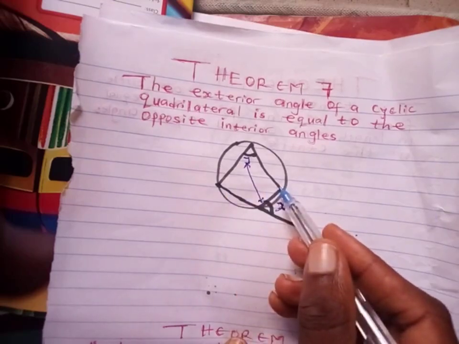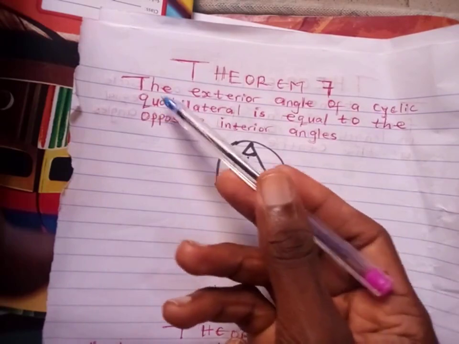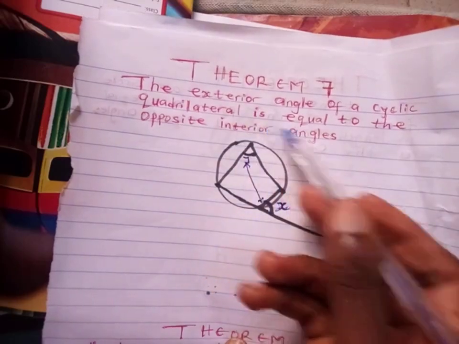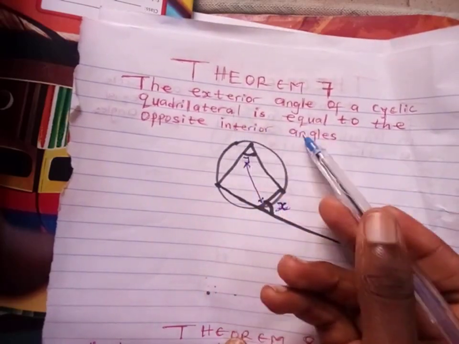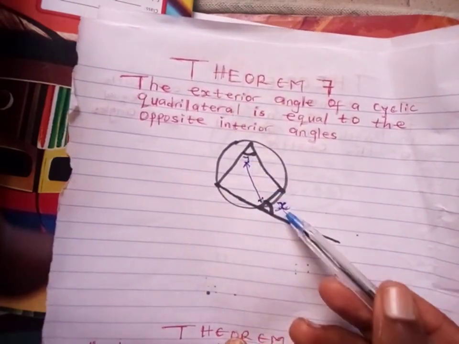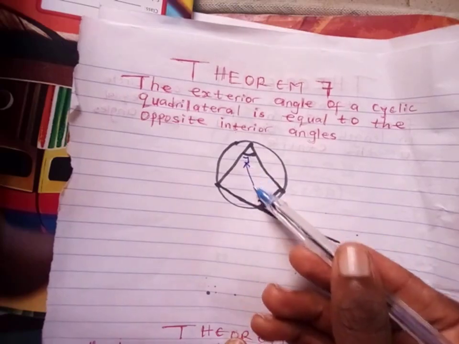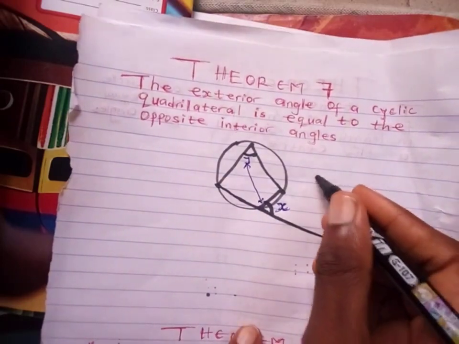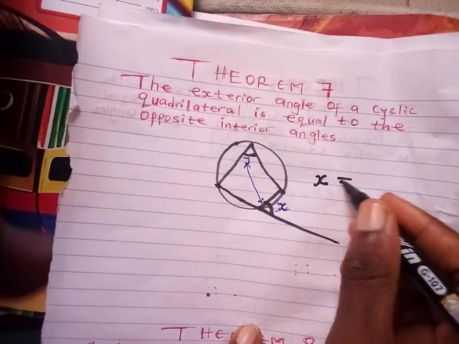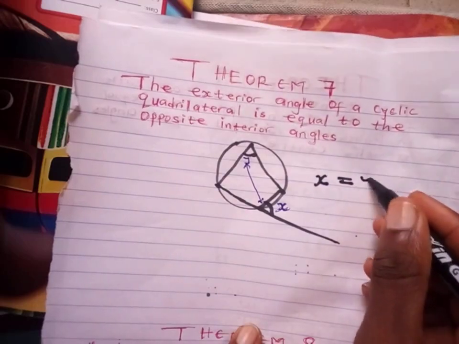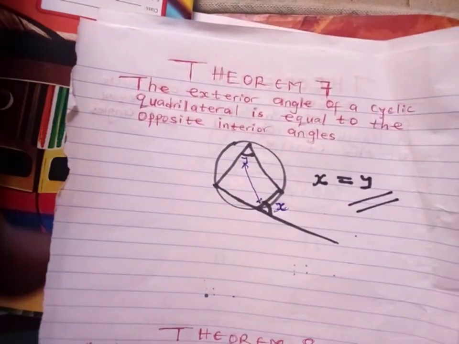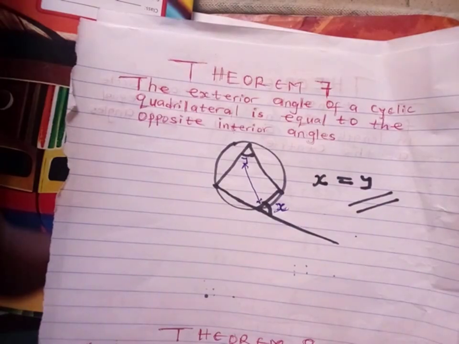Can you see? So the theorem now is saying that the exterior angle, which is X, of a cyclic quadrilateral is equal to the opposite interior angle. So Y is going to be opposite to this very angle. As you can see, this is directly opposite to it. So the exterior angle X is going to be equal to the opposite interior angle, which is Y. So this is what the theorem is telling us. All right. I believe this is clear to us. Now, can we move to the next theorem?